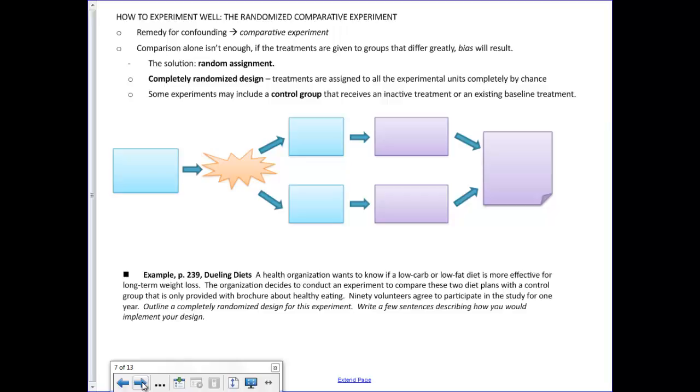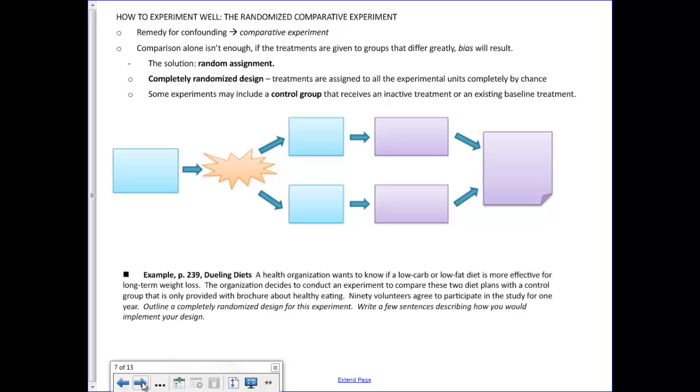Here we go. How to experiment well. So a basic experiment, you get your experimental units, you give them a treatment, and you measure the response. In a lab, it's okay. The best thing you can do is to do a comparative experiment, and this is to help with confounding, with everything that's going on. So comparison alone isn't enough. What we want to do is randomly assign people to which group they're going to be in. That's going to help you eliminate bias.